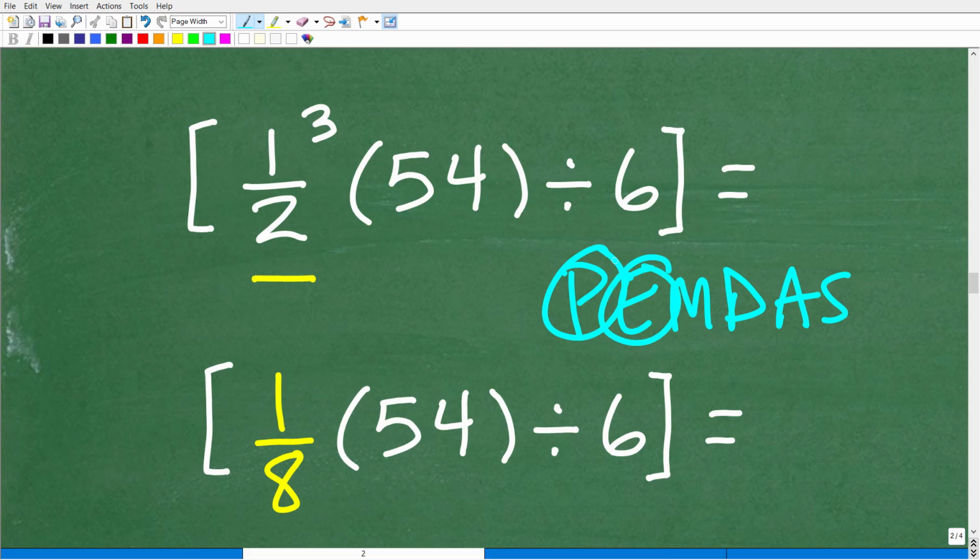So I'm asking myself, do I have any exponents or powers? Indeed, I do right here. That's 1/2 cubed. What does that mean? You're going to take 1/2 and multiply it by itself 3 times. Of course, you're going to multiply all the numerators and denominators, and that is 1/8.